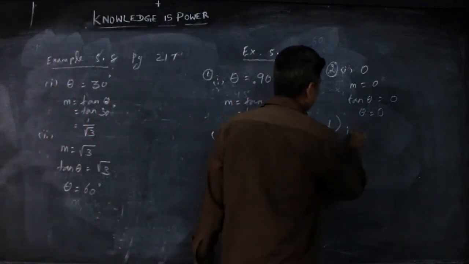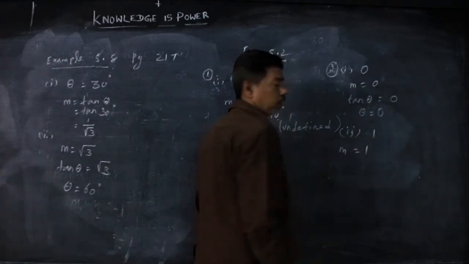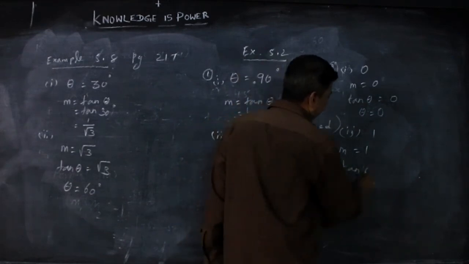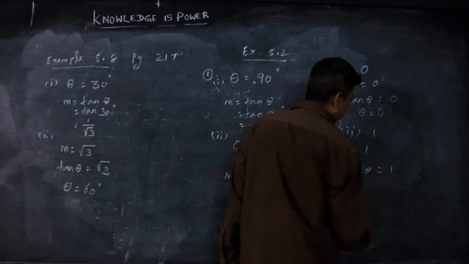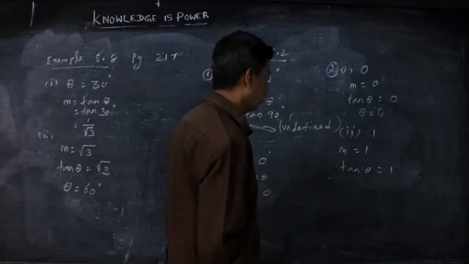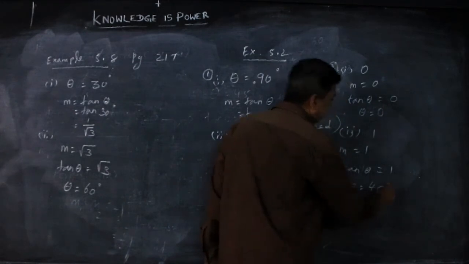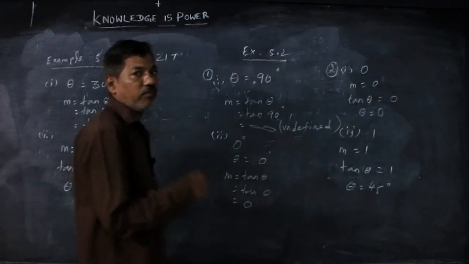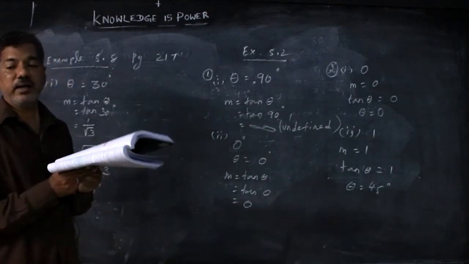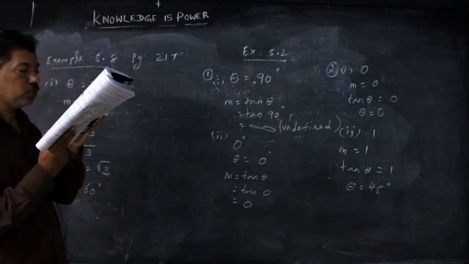Now second question 1 is given, that is m equal to 1. m equal to 1, tan theta equal to 1. I already told in class that tan theta equal to 1 means the value of theta is 45 degree. Tan 45 is 1. Therefore theta equal to 45 degree. It's clear? First two sums will be based on this.